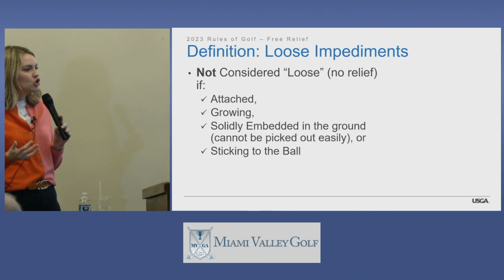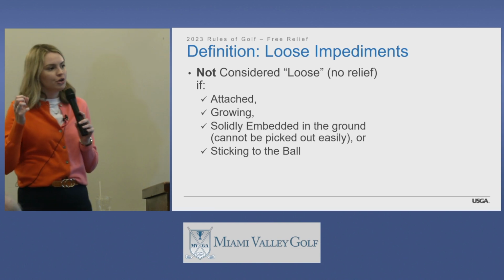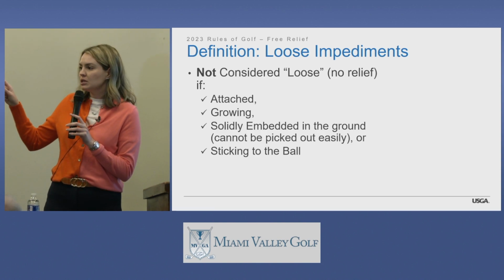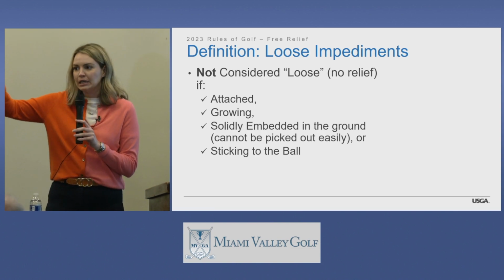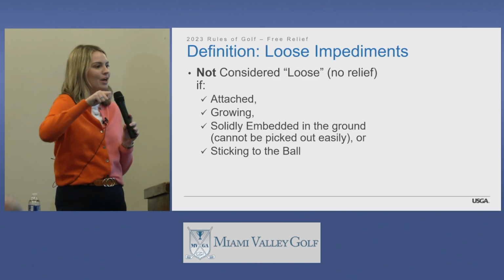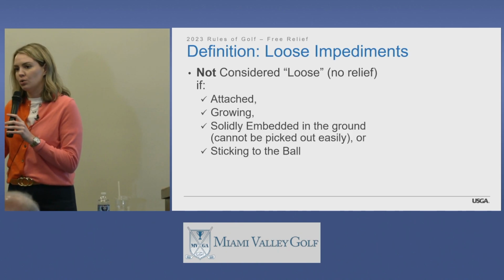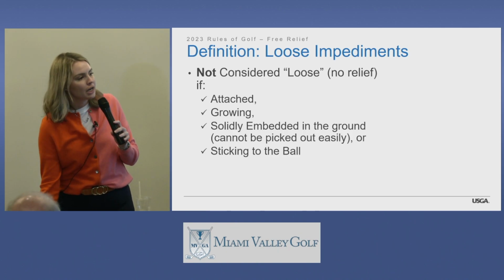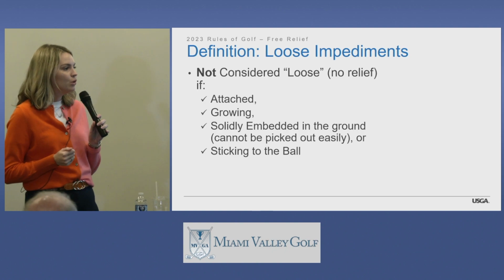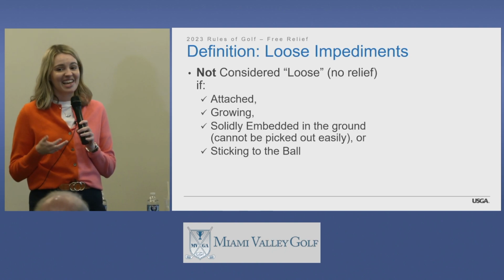If you think of some stones in the ground, are you going to be able to flick it out of the ground easily? Or are you going to have to take a tee and go around and around and around that stone to try and get it out? When you go to lift that stone, does it feel like the ground is tugging back when you're trying to remove it? Some good indications that likely we've got something that is solidly embedded. We don't have a loose impediment that we're allowed to move.